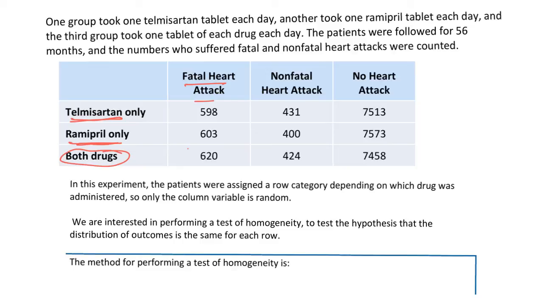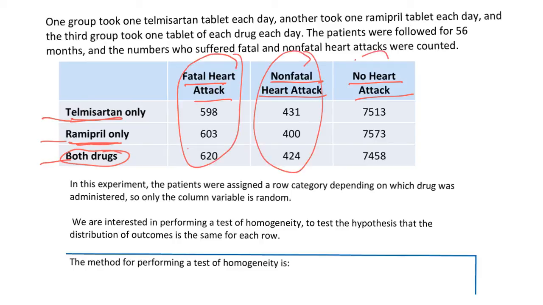So this is fatal heart attack, non-fatal heart attack, no heart attack. Okay, so these are the 3 different groups of people. In this experiment, the patients were assigned a row category depending on which drug was administered. So only the column variable is random. So we need to test the hypothesis that the distribution of outcome is same for each row.